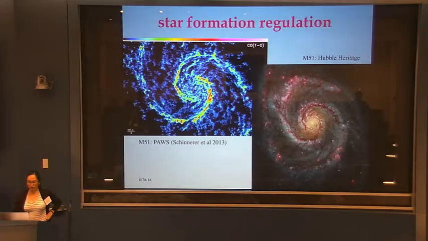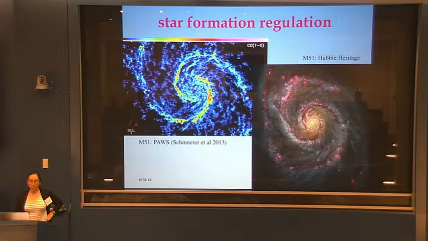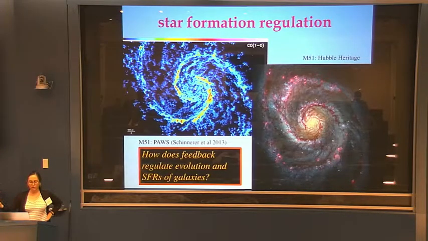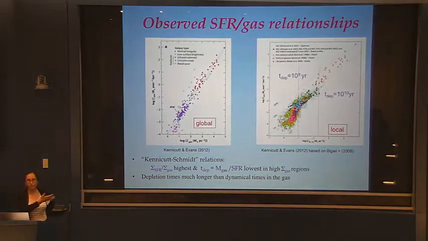Okay, so then on larger scales, rather than just thinking about an individual GMC, we can think about a whole galaxy on kiloparsec or even galactic scales. And then how does feedback regulate star formation rates over large scales and long time scales? I'll talk about that as well. And this is the familiar Kennicutt-Schmidt law on the left. This is a global version of it. This is a local version of it. This is relating star formation rate per unit area to the gas mass per unit area.